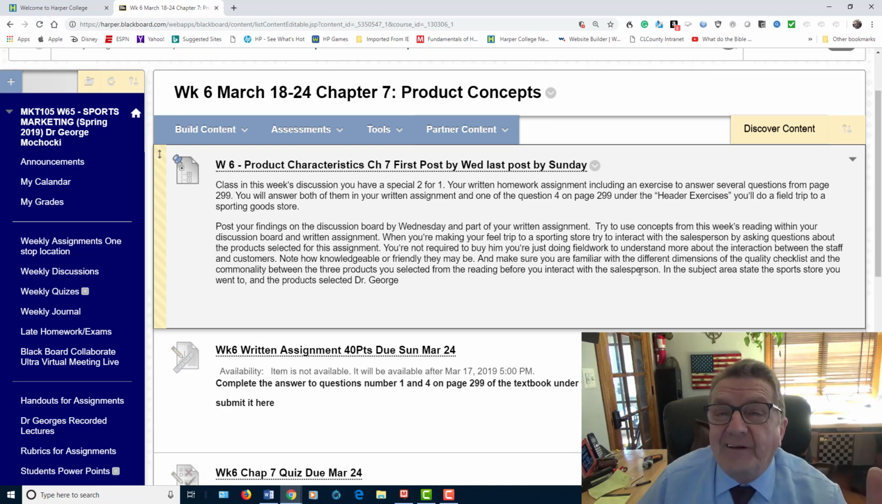So it's a 2 for 1, and 3 for 1. Something I'm going to buy. I get some resources and everything else. And in the subject area, you write the sports store you went to and the product selected.